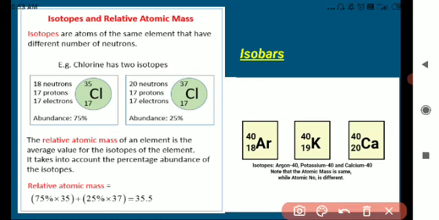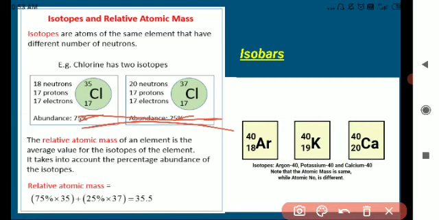You just need to remember one thing, that chlorine has two isotopes, one having the mass 35, another having the mass 37. Isotopes are basically elements having the same atomic number but different mass number. For chlorine there are 2, for hydrogen there are 3. Okay. Now come to isobars.